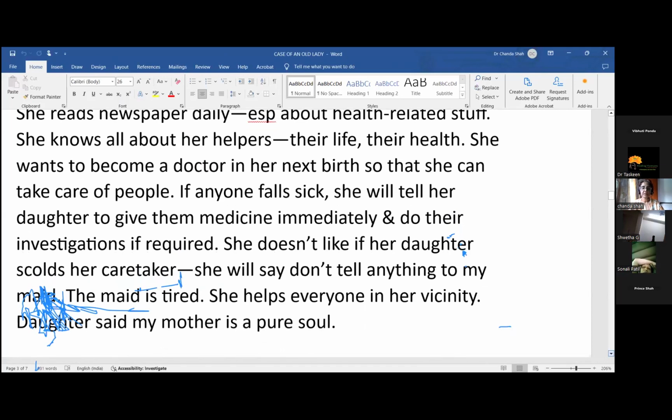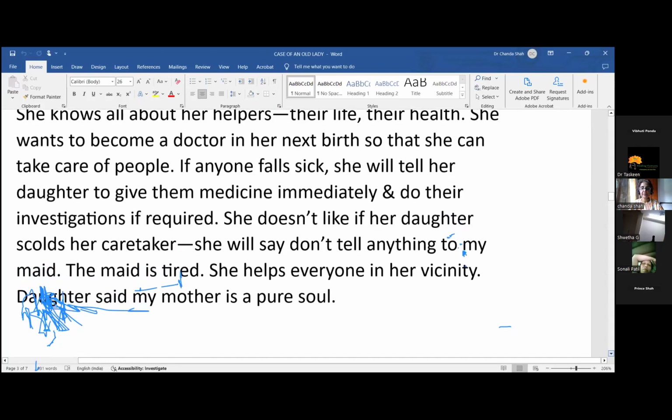And she doesn't like it if her daughter scolds her caretaker. She said, don't tell anything to my maid. She's tired. You don't scold her. She's fine. And she helps everyone in her vicinity. The daughter said, my mother is a pure soul.